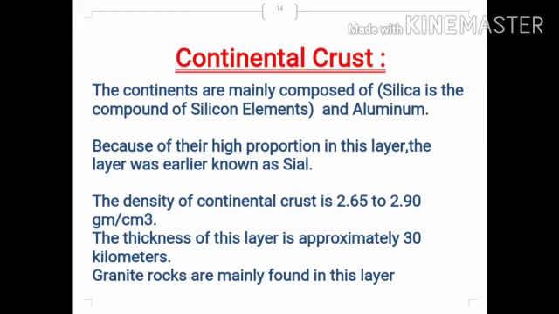The density of continental crust is 2.65 to 2.90 grams per centimeter cube. And the thickness of this layer is approximately 30 kilometers. Granite rocks are mainly found in this layer. So children, what we have to remember? It is called Sial, that is silica and aluminium. Density is 2.65 to 2.90. The thickness is 30 kilometers and granite rocks can be found in the continental crust.